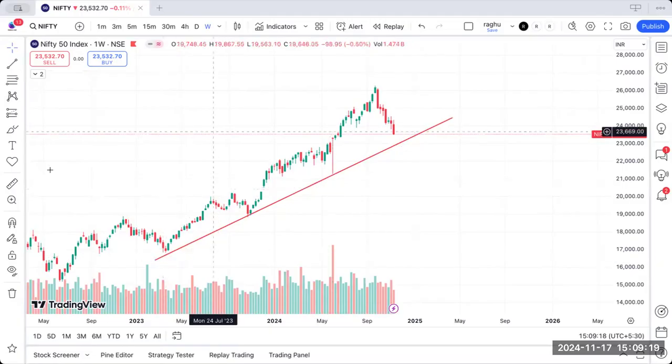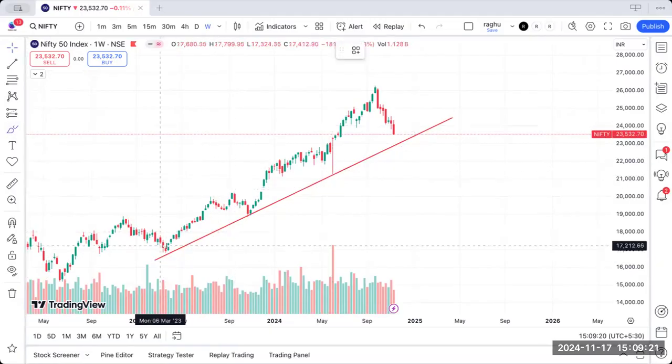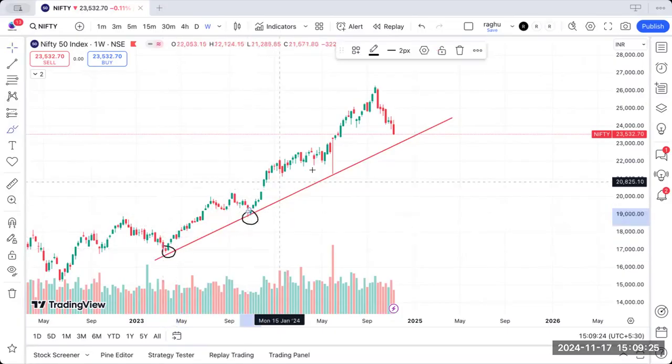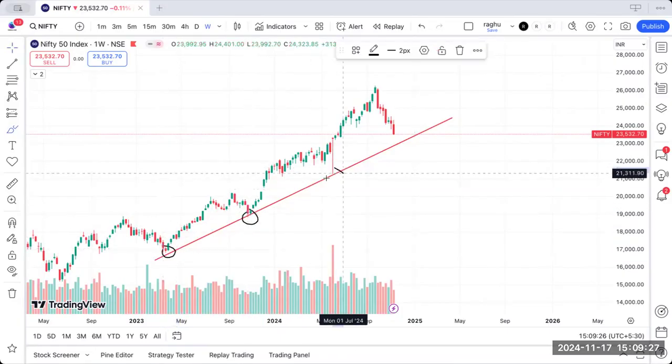Now, if you see here, on the pre-election day, which is exit poll day, it took a support exactly on the trend line. That is why we were not panicking that day. If anybody remembers, we were not panicking. We were like, okay, let it fall, because we had complete faith in price action, where we knew that it will not fall below this.